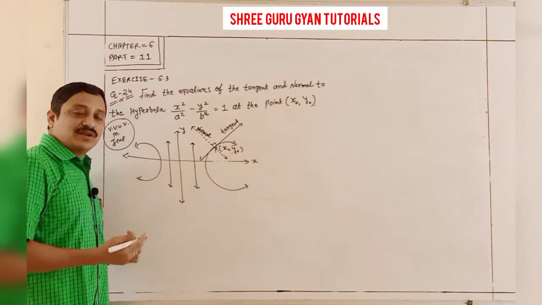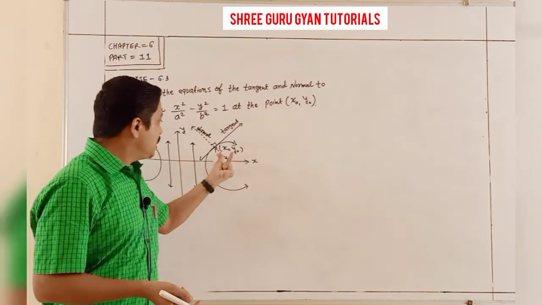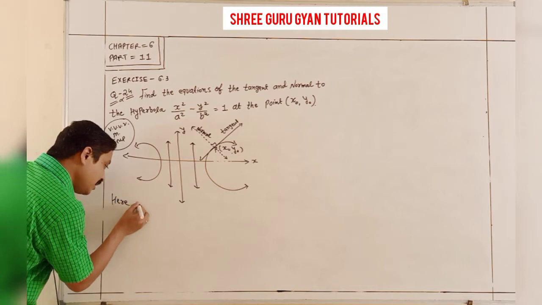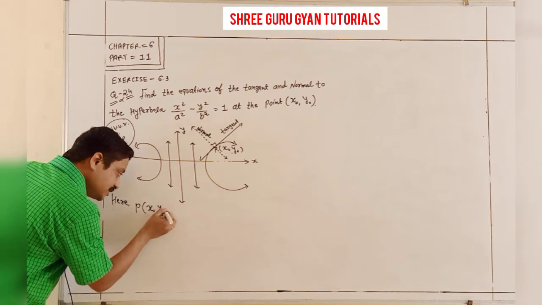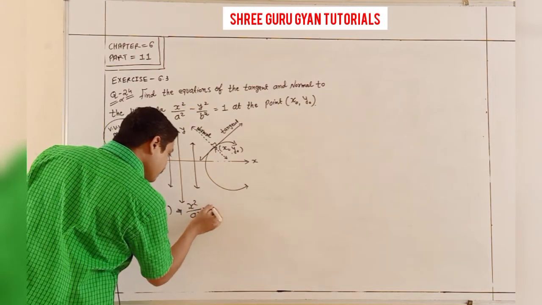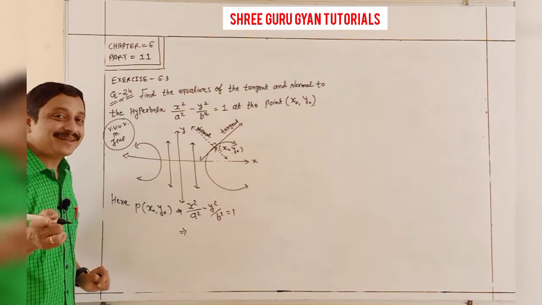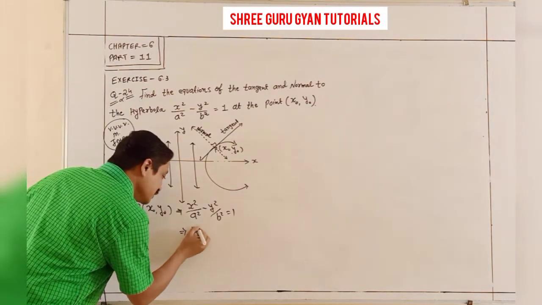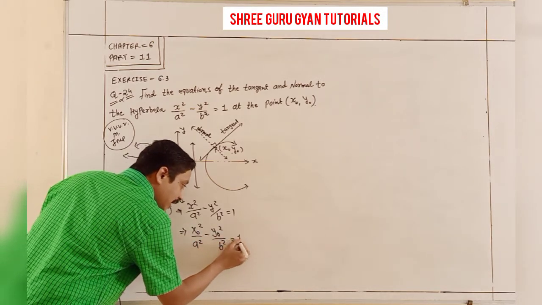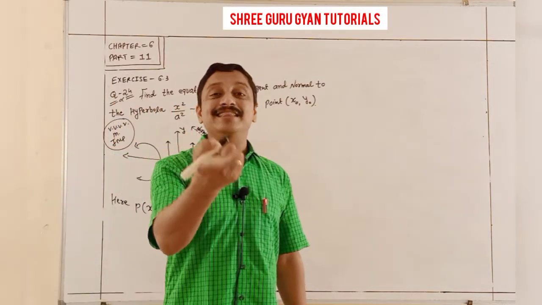So first of all, I start with the derivative. I just apply P(x0, y0) on the curve. So here the point P(x0, y0) lies on the curve. It means x square by a square minus y square by b square, applying x0 in place of x and y0 in place of y, gives statement 1. This statement 1 I will utilize in the further solution.